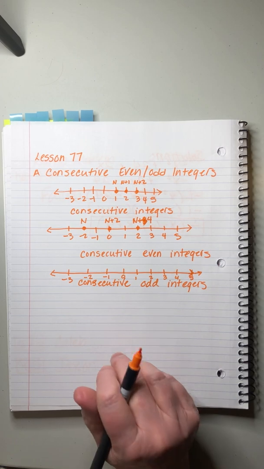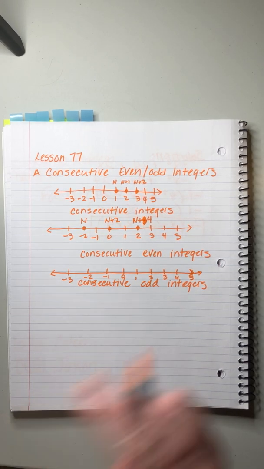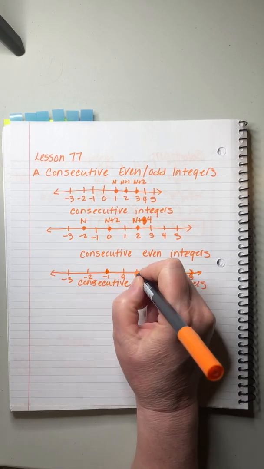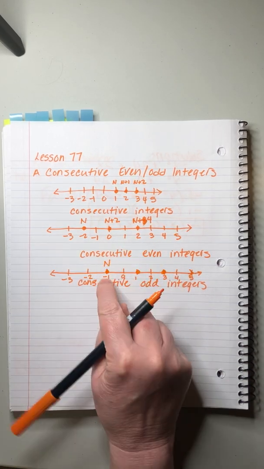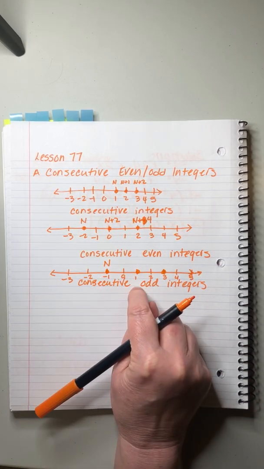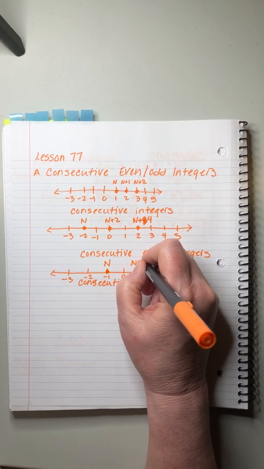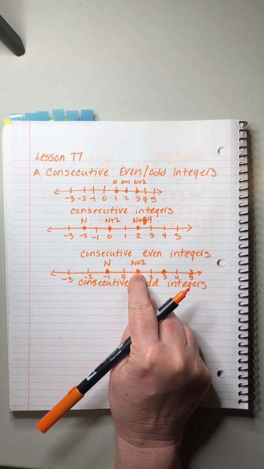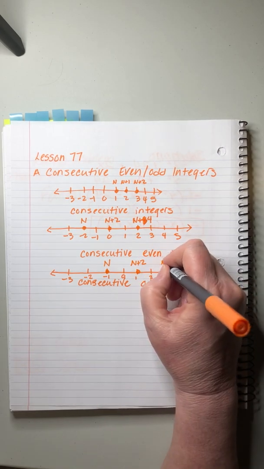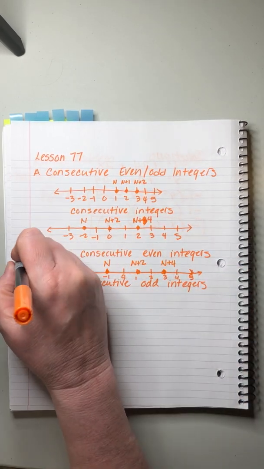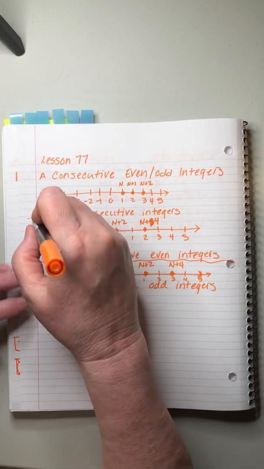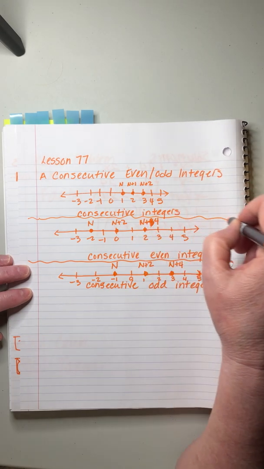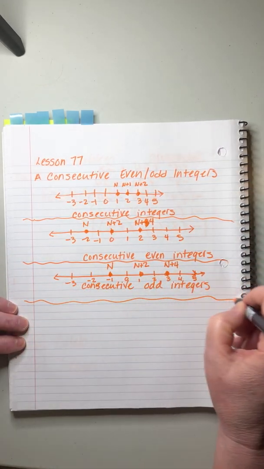But look what happens. Let's pick 3 odd integers in a row. I'll pick -1, 1, and 3. Those are consecutive and they're odd. Let's call the first one n. Now, how many do we have to jump up here? It's still n plus 2 to get to the next odd integer, and then it's still n plus 4. Let me divide these so that the name goes with the right number line. Do you see what I'm saying?